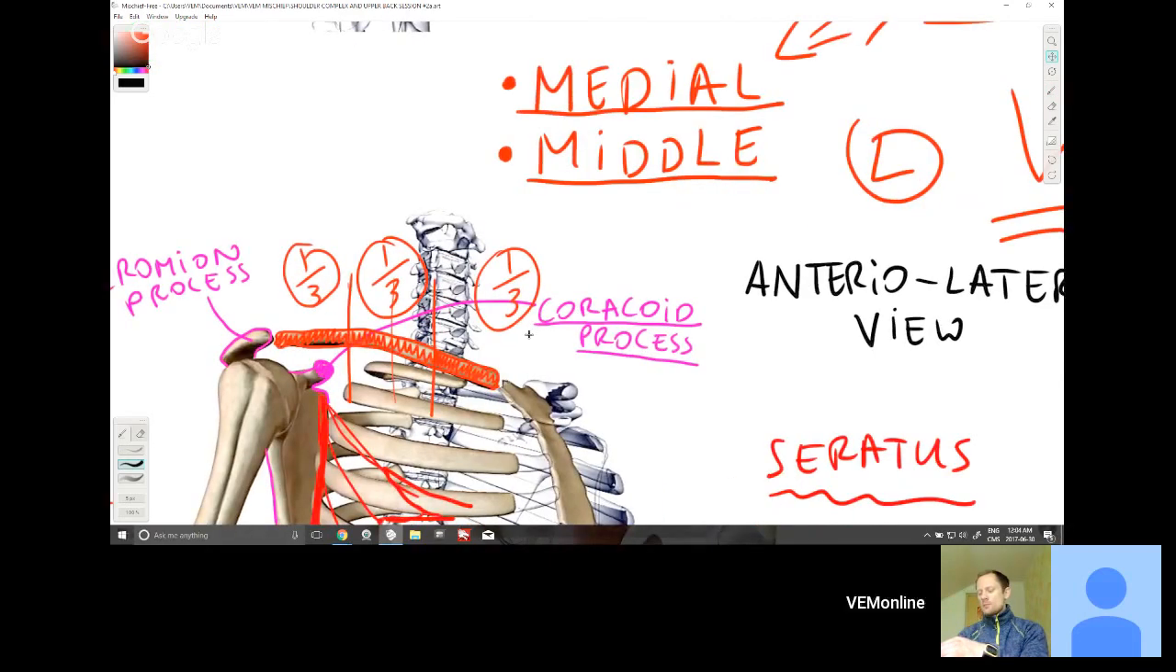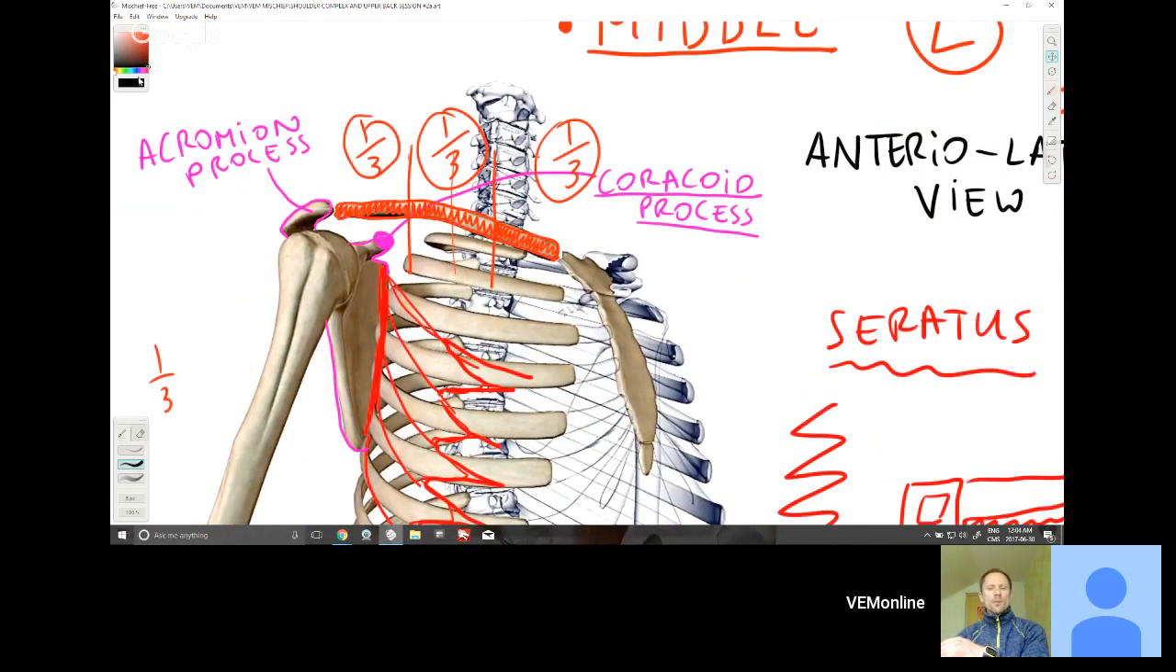So let's take a look at the clavicle one more time. So this is right there. This is medial 1/3 of the clavicle, and this is middle 1/3 of the clavicle. Middle, and this is lateral, right? So this is lateral 1/3 of the clavicle.